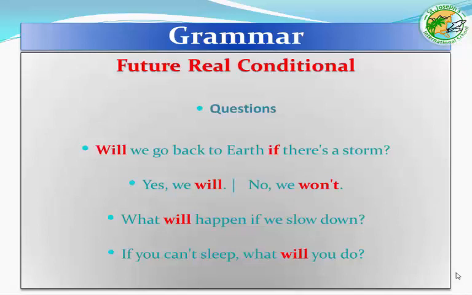Okay? So for questions, I use will to start with the question if it's a yes or no question. Also I can use will when I say what will happen if we slow down. Here I used it after the WH question. I can also say if you can't sleep, what will you do? Here I used if in the beginning and I made a question at the end. Okay, now we move to exercises.